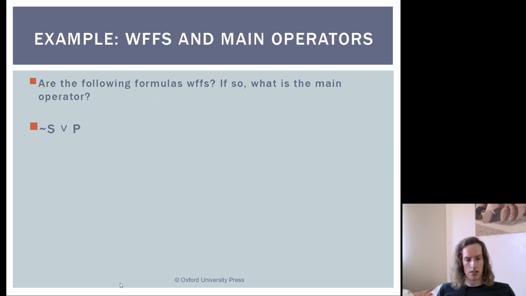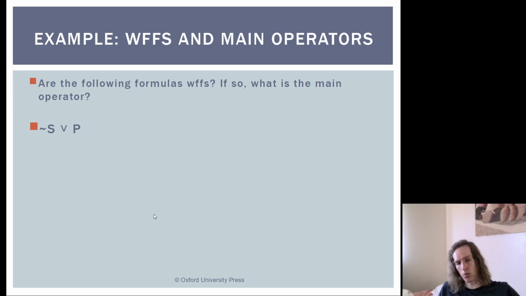All right. So let's do some examples. Are the following formulas well-formed formulas? If so, what is the main operator? So in the first case, we have not S or P. This one's a little bit tricky. So the main operator here is the vel. This is going to be a disjunction. One of the disjuncts is not S, the other disjunct is P. So it is a well-formed formula, and the vel is the main operator.